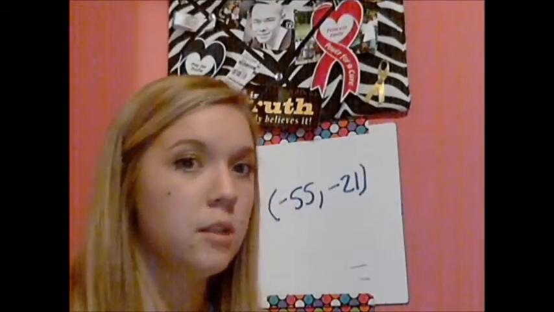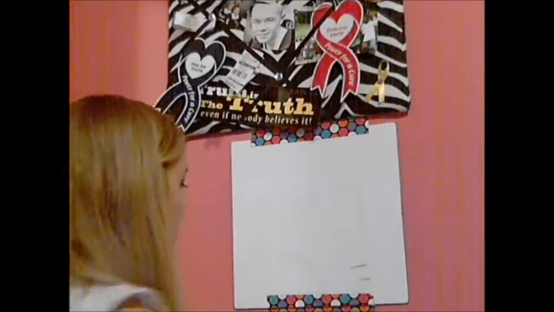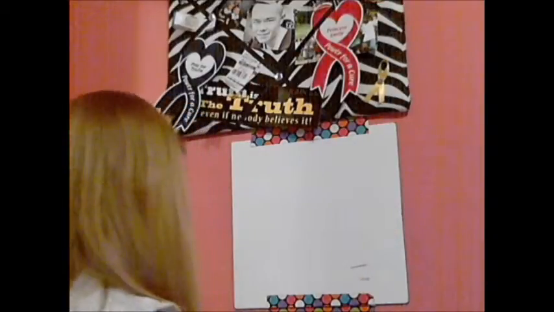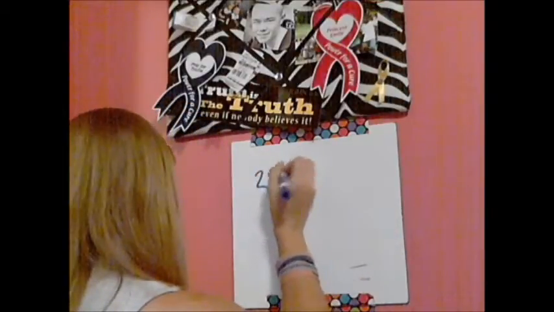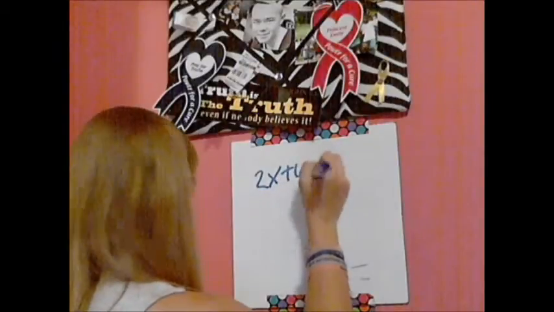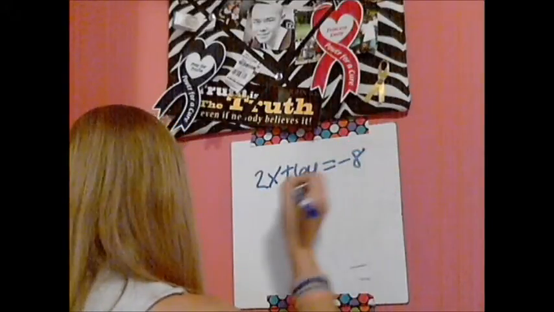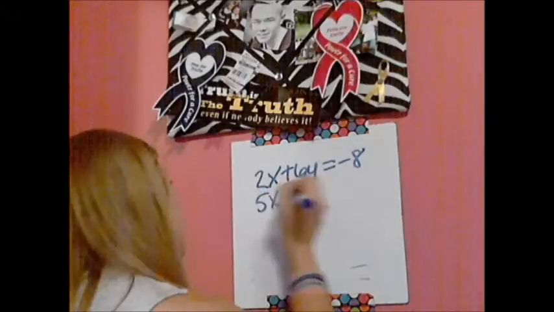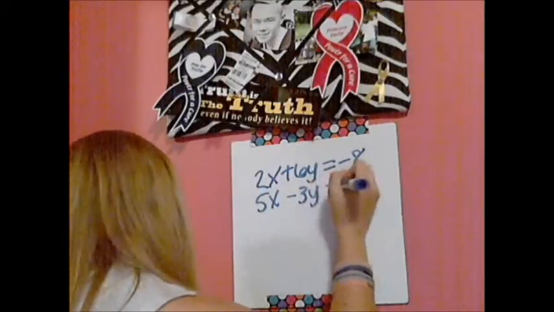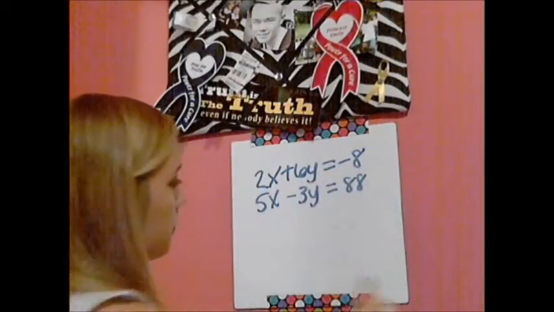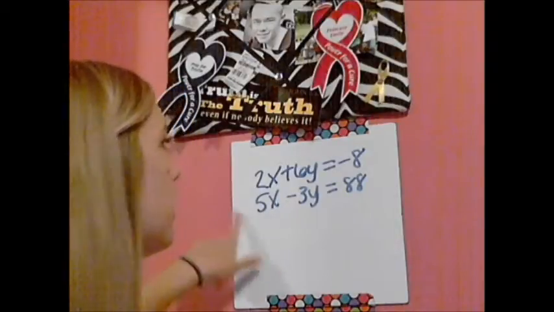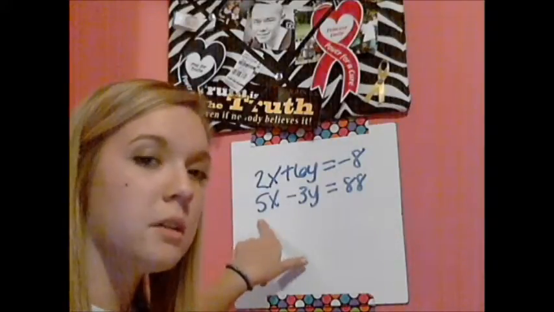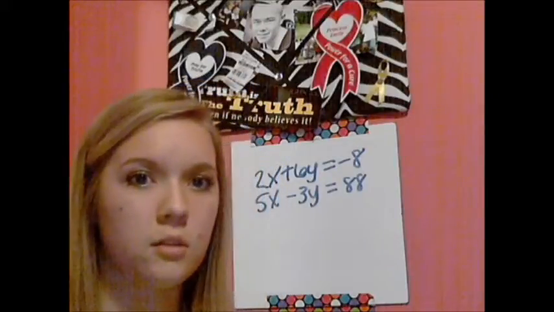Now the next set of equations that I'm going to show you are a little bit different from the ones that we just did. It is 2x plus 6y equals negative 8, and 5x minus 3y equals 88. These are a little bit different because, as you can see, 2x and 5x won't simply cancel out, so you have to get it to where they will cancel out.